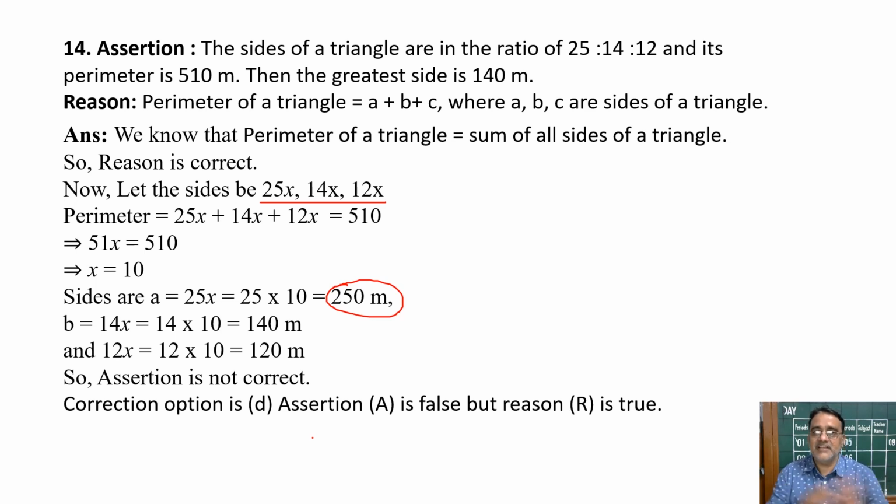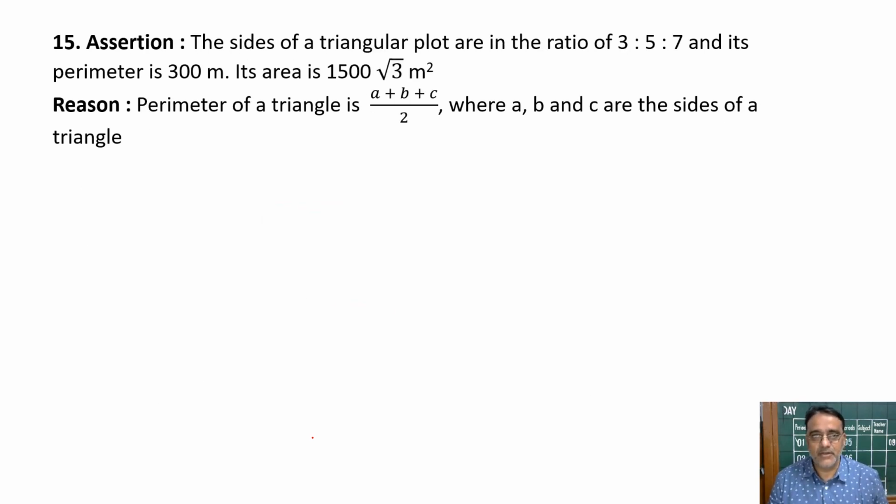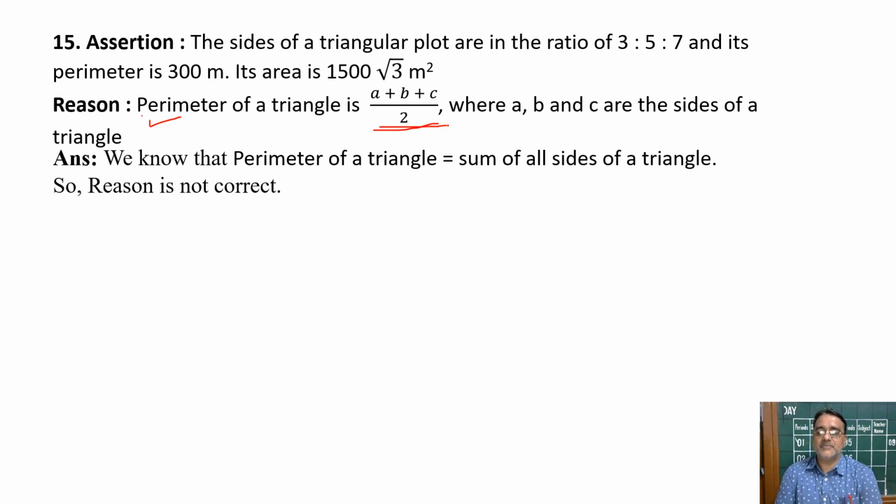Now we are moving toward the last question of today's session, that is 15th question. The sides of a triangular plot are in the ratio of 3:5:7 and its perimeter is 300 meter. So its area is 1500 root 3 meter square. And the perimeter of triangle is (A plus B plus C) by 2, where A, B, C are the sides of a triangle. Whether the statement is correct? No, sir. This is actually semi-perimeter, not perimeter, right? So reason is not correct, because perimeter of a triangle is the sum of all the three sides of a triangle.